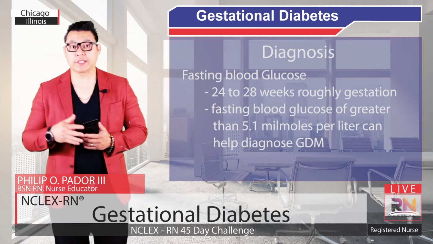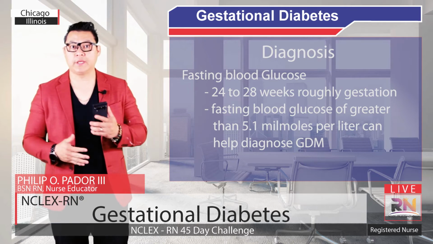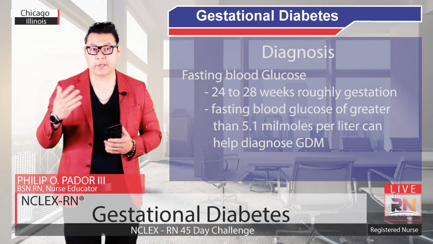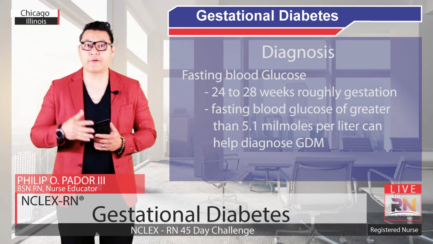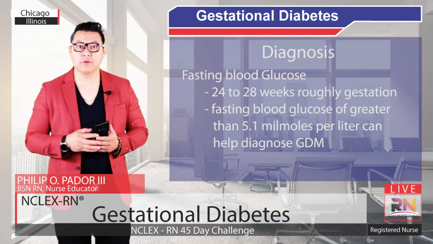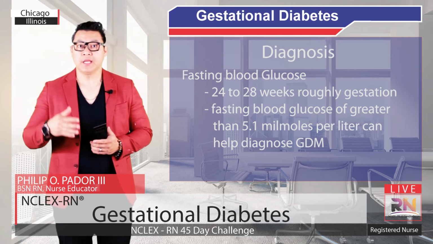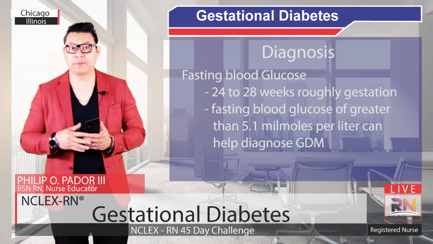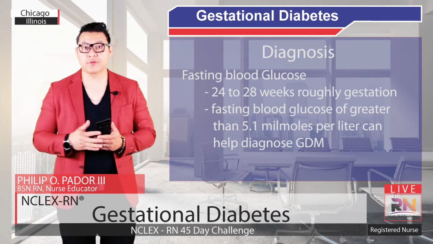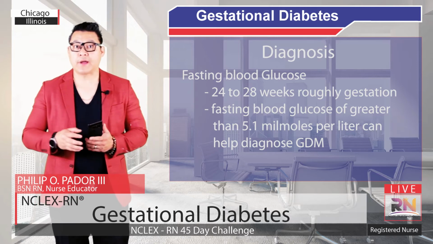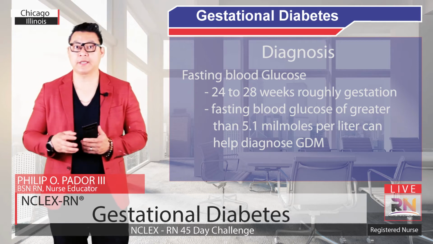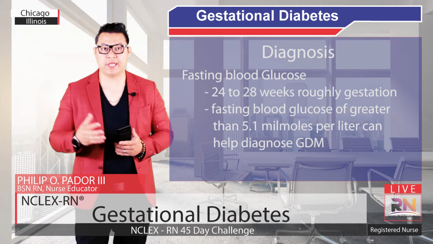A diagnosis of gestational diabetes is done during screening at roughly 24 to 28 weeks of gestation. This is done with a fasting blood glucose or with an oral glucose tolerance test. A fasting blood glucose is measured between 24 to 28 weeks, and a fasting blood glucose of greater than 5.1 millimoles per liter can help diagnose GDM.